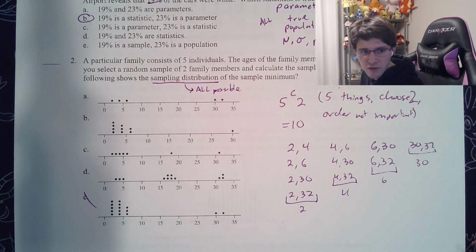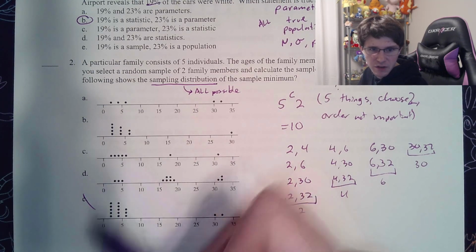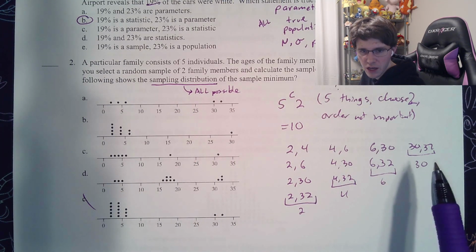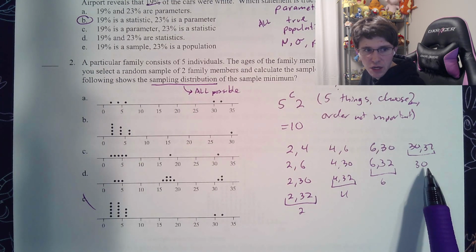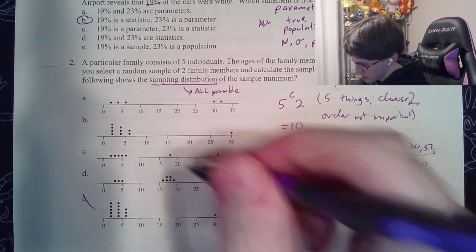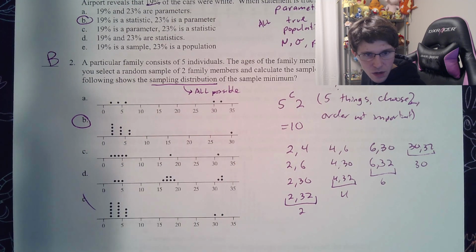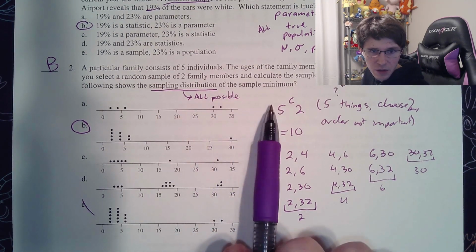So we want to figure out which one of these dot plots here has 4 dots at 2, 3 dots at 4, 2 dots at 6, and 1 dot at 30. The only one that is reasonable is letter B. So we got the 2, the 4, the 6, and the 1 dot all the way at 30. And again, because you're calculating the sample minimum.